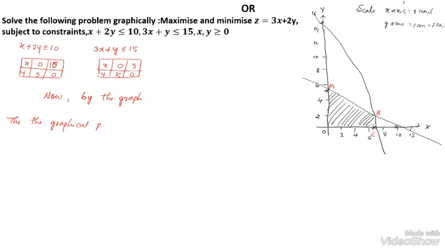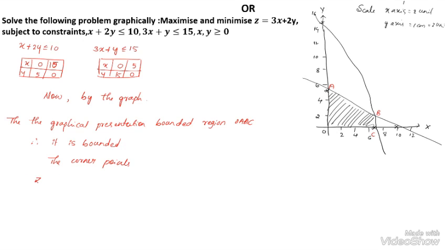The graphical representation shows the bounded region. The bounded region O, A, B, C. Okay. Then it is bounded. Therefore, the corner points. What are the corner points?